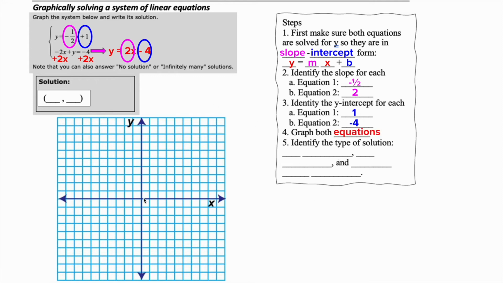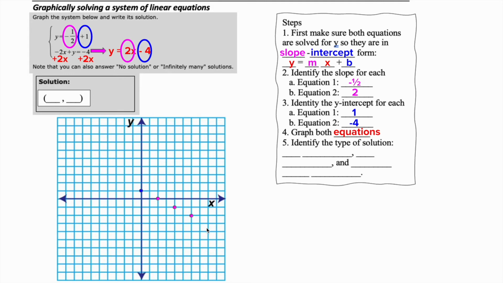So now we're going to take a look at this, and we're just going to start graphing. My y-intercept for my first equation is 1. This is on the y-axis, so I'm going to go up to 1 and put my point. That's my first one. And my slope for equation 1 was negative 1/2. That means I'm going to go down 1 and over 2. And I can continue to do this as many times as I want.